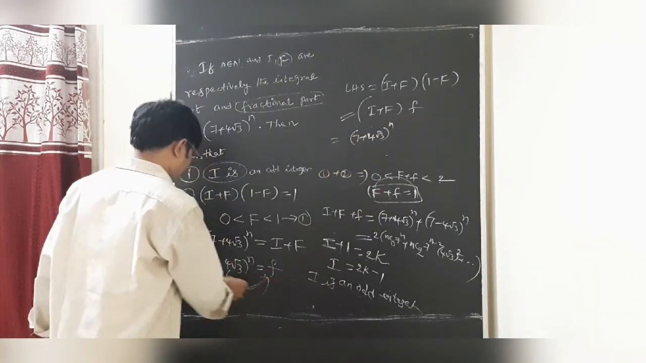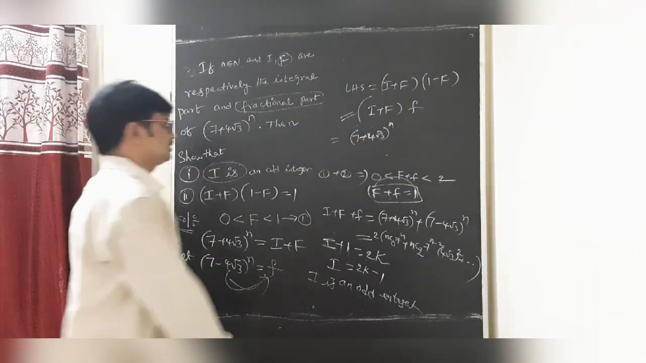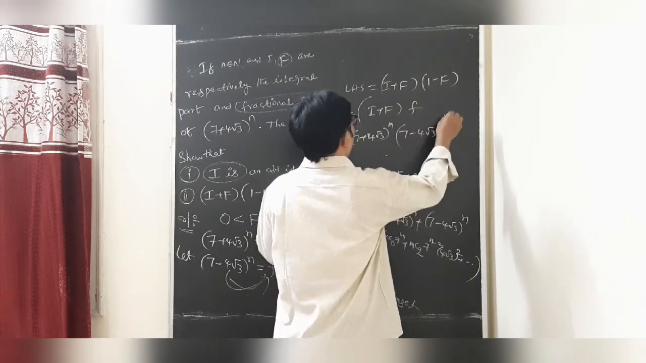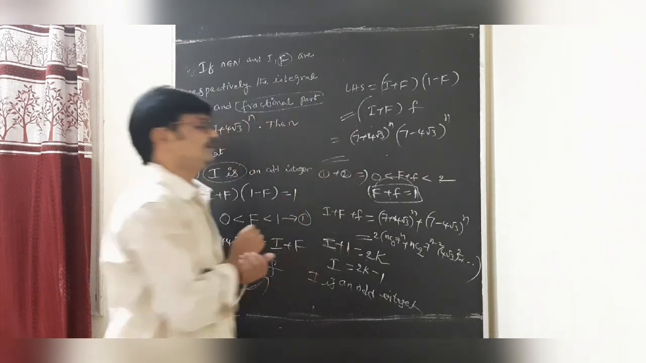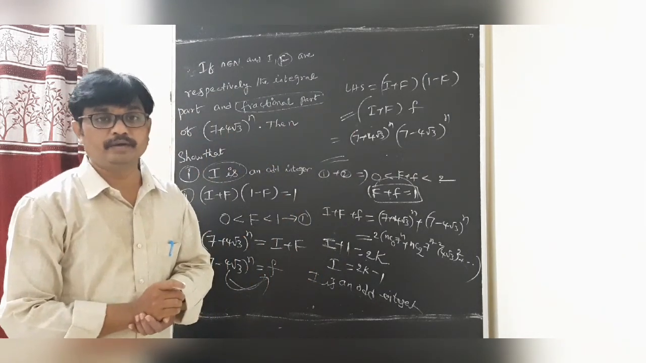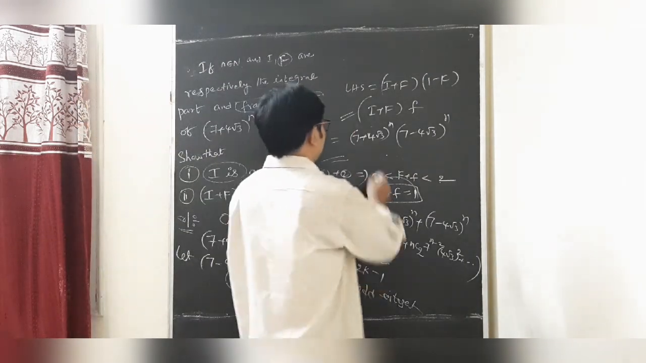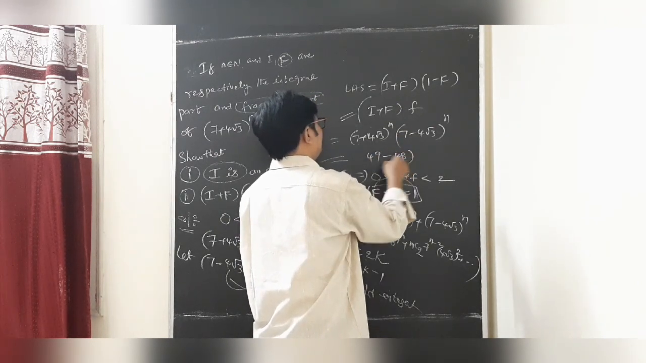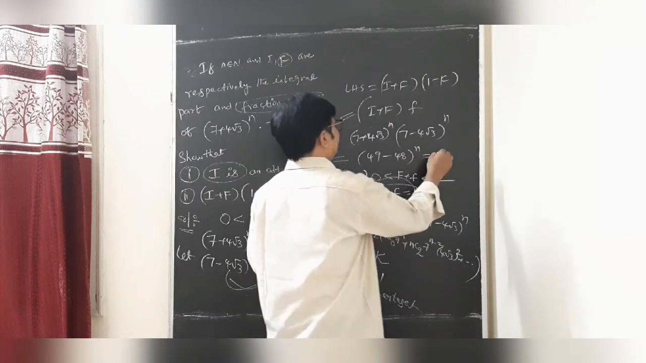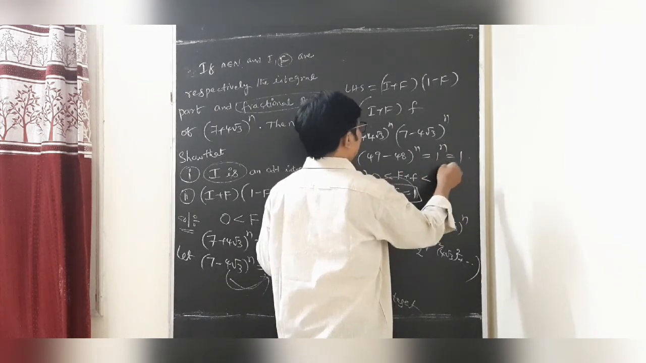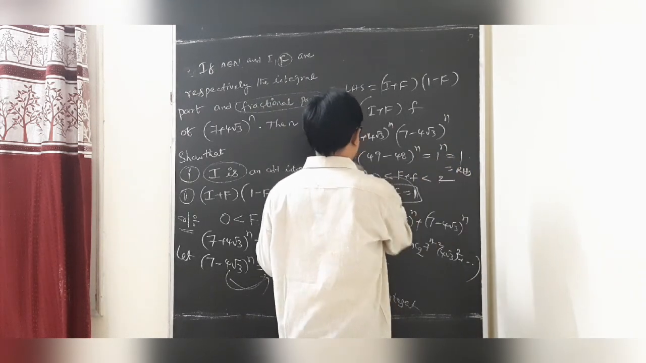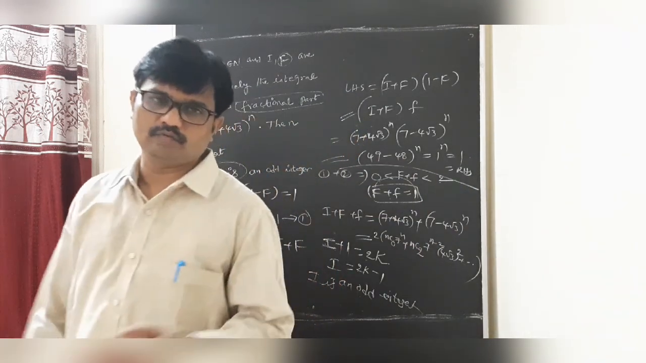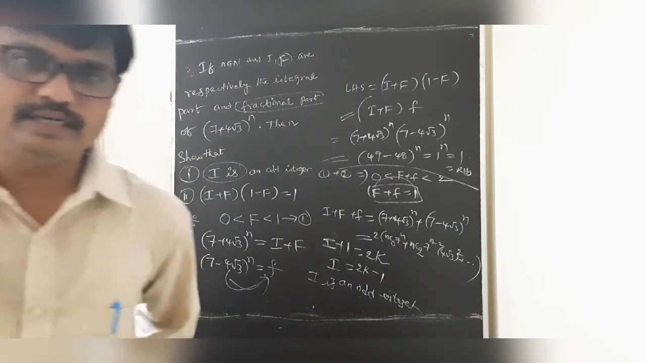The small f we have taken as 7 minus 4 root 3 whole power n. This is a plus b into a minus b, a square minus b square. This is 49 minus 48 whole power n. 1 power n is 1. This is the right hand side. Okay students, 49 minus 48 is 1, and 1 power n is 1. Okay students.